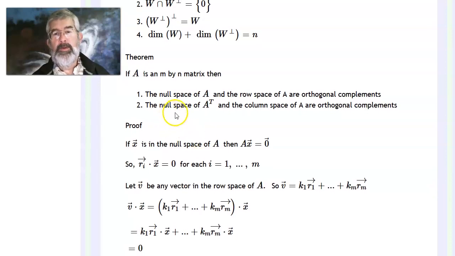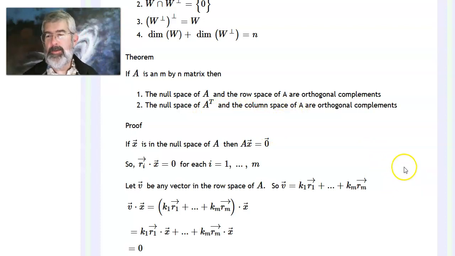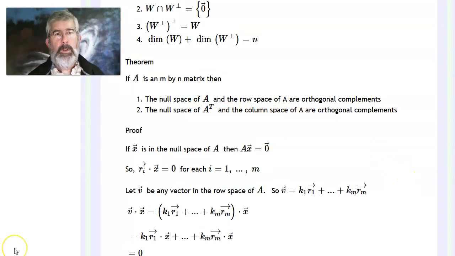Now, to do the null space of A transpose, well, the null space of A transpose would, by part 1, be the orthogonal complement of the row space of A transpose. But the row space of A transpose is the same as the column space of A. So the row space of A transpose and the column space of A are orthogonal complements.